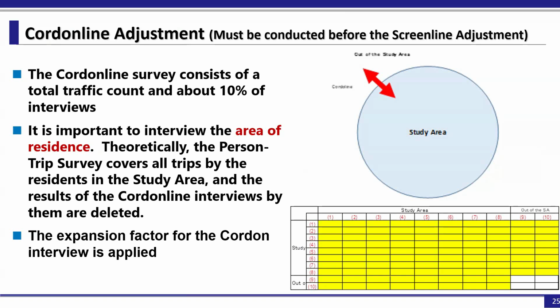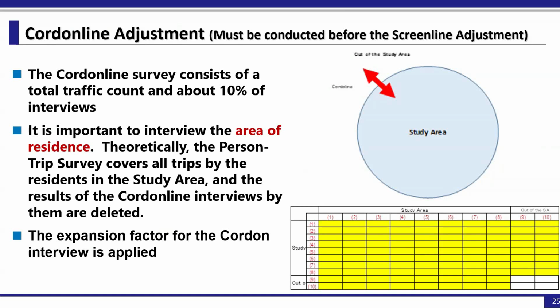Ideally 10% of the traffic is stopped and asked, where are you from and where will you go? As a result, the origin destination tables must be developed. This is a little bit complicated, but I need to explain. It is important to interview the area of residence of the interviewees. The purpose of the cordon line survey is to collect the externalists of the study area, meaning the people who live outside the Nairobi metropolitan area.